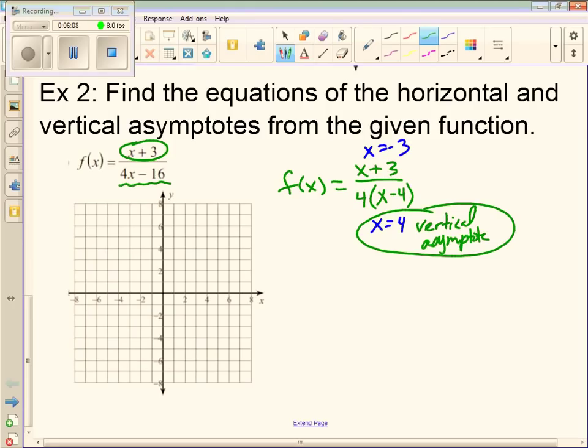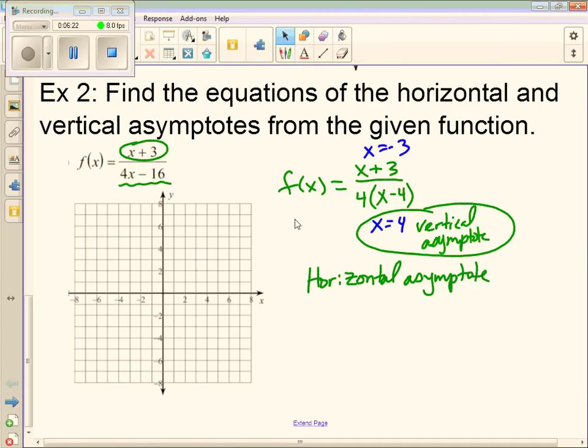So that's it. The horizontal asymptote. We're going to look at the original problem. So look back at the original problem over here. The numerator's highest degree is 1. The denominator's highest degree is 1. So both degrees are the exact same, so those are the same degree.